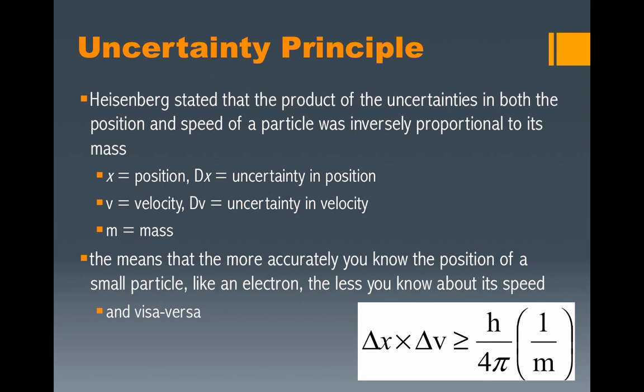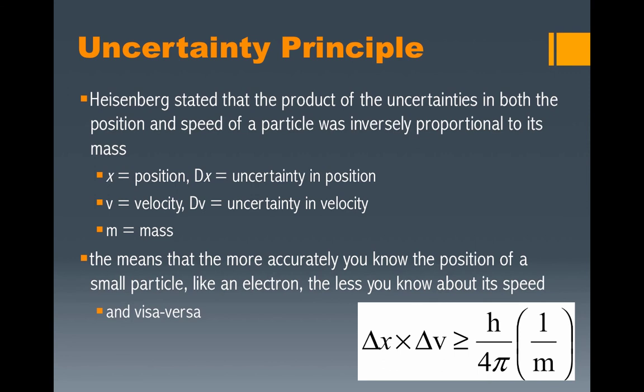The wave and particle nature of electrons are complementary properties. The more you know about one, the less you know about the other. This hooks into Heisenberg's uncertainty principle, which says that the product of the uncertainties in both the position and speed of a particle is inversely proportional to the mass. So what Heisenberg essentially said is the act of measuring the particle and wave-like natures of an electron changes one or the other. So if you know about the particle nature, you know less about the wave nature. If you know about the wave nature, you know less about the particle nature.